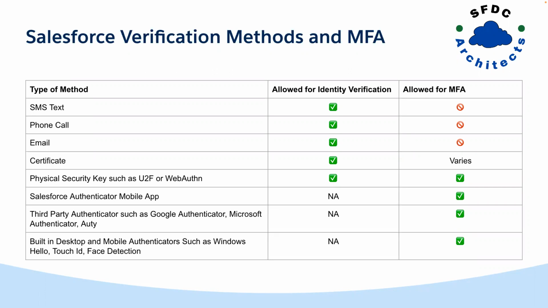For MFA, you're not allowed to use SMS, phone call, or email. Certificates vary, and we'll talk about that in a little bit. And then for MFA, you have the other options. You have the security key, the authenticator application, third-party, Google, Microsoft, and then built-in tools that you might have on your computer, like fingerprint readers or anything else like that.